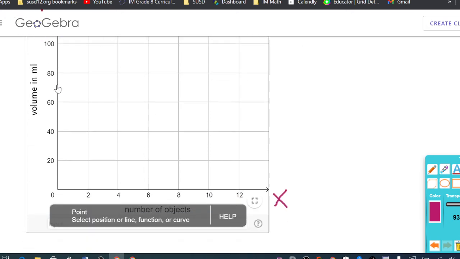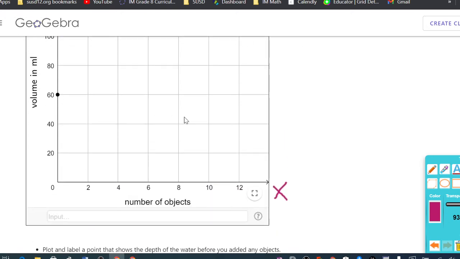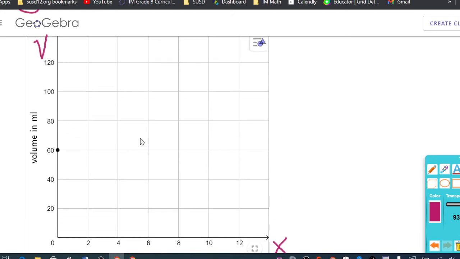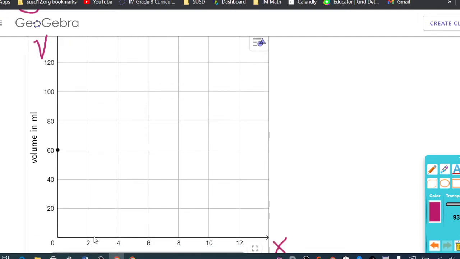Remember, when you started with 0 marbles, the volume was already at 60. So your first point goes X equals 0, volume equals 60 milliliters. Then you added 3 marbles. If you followed the directions, you added 3 marbles. So here, x equals 3, and what was the volume after adding 3 marbles? It was 69 milliliters. There is your next point.